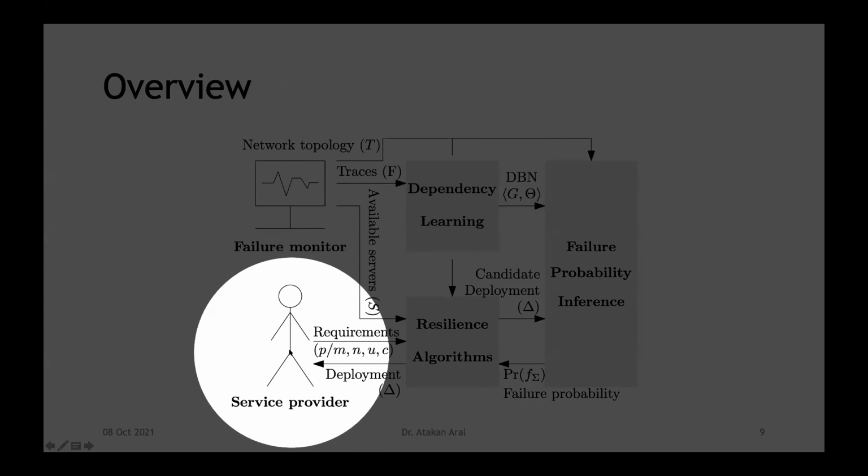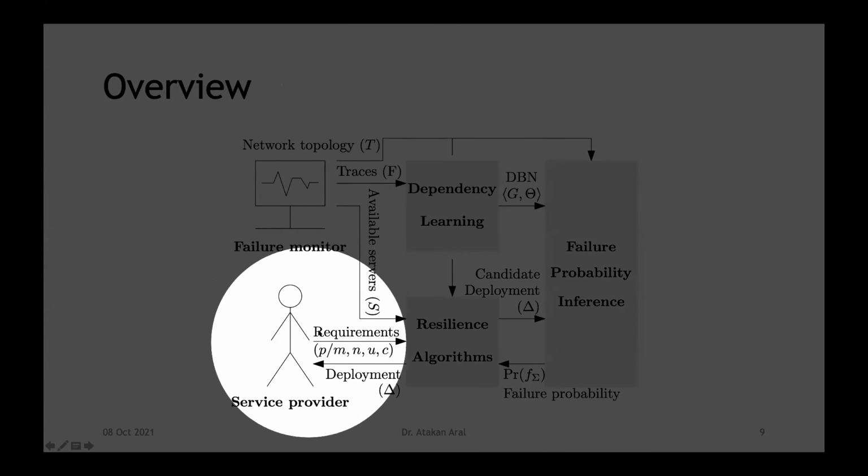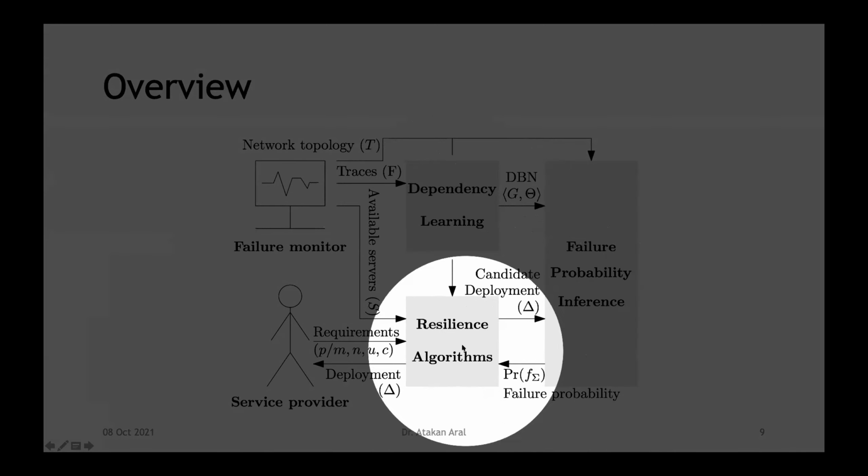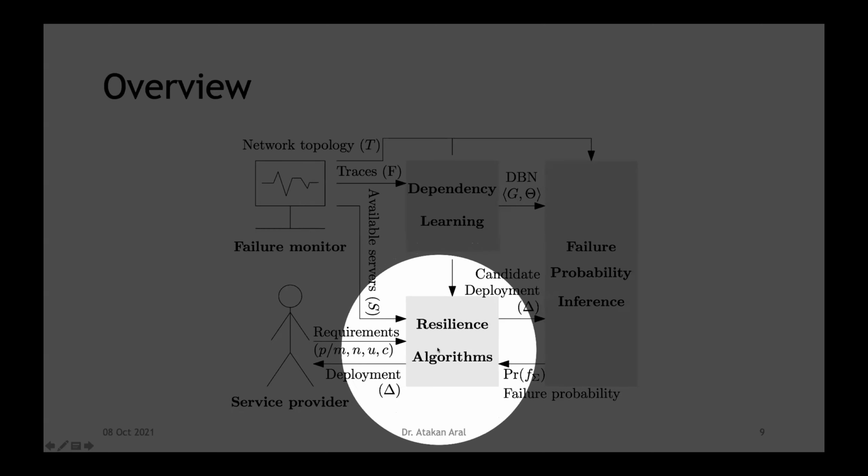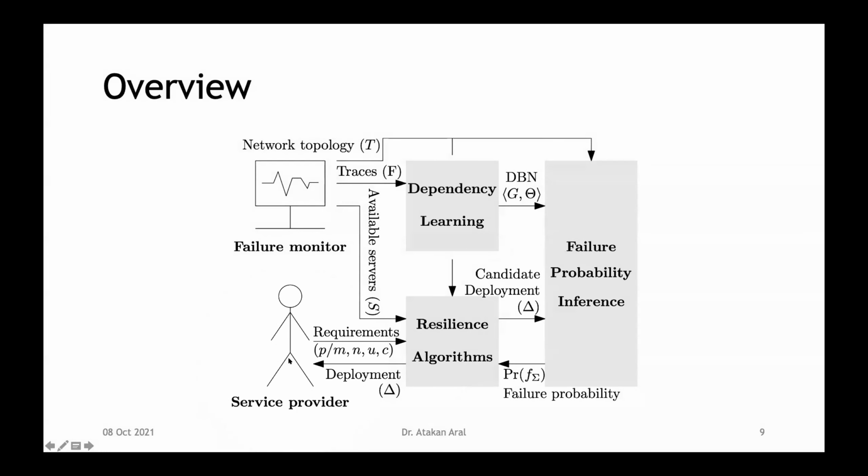Then the online part: the service provider has certain requirements, such as what kind of availability is needed, what is the budget, and so on. These requirements are sent to another module called resilience algorithms. And these resilience algorithms communicate with another module called failure probability inference, where a candidate deployment is sent. This module evaluates, based on the dependencies learned before, what would be the failure probability of these candidate deployments. Then resilience algorithms can create a new candidate, get a new probability, and so on. This could take several steps. After a while, the resilience algorithms decide that this candidate deployment is good enough and send it back to the user so that the user can deploy their services accordingly.